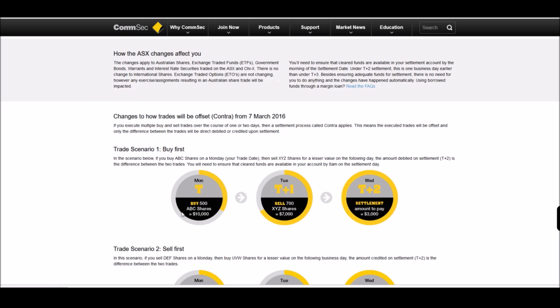Now, keep in mind, this can be the same, ABC and ABC, or it can be ABC and an entirely different company, XYZ, as in this example. So you don't have to offset through the same company that you bought. You can trade anything. As long as there's an offset, it will be balanced out on the trading day of T plus two.